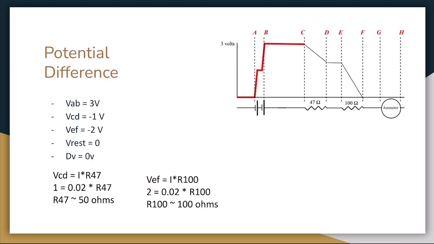We are able to find our resistance, VCD, by applying a similar rule from a few slides ago to find our R47, or resistance, and also across the voltage CD. We'll also find the resistance across EF.